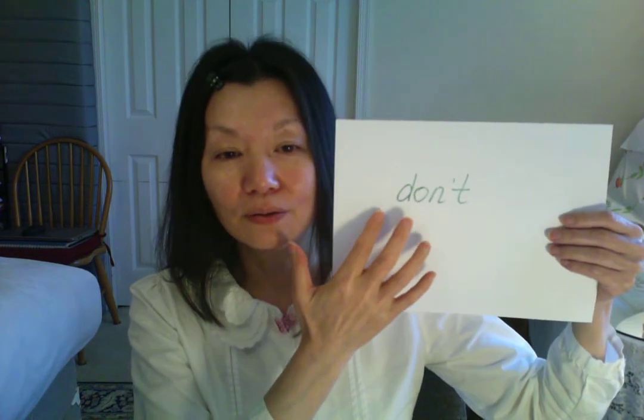Do not. In Chinese, we say what? Which character? 别. Don't. Do not. 等 is wait. 别等. Don't wait. Don't have to wait. 别等. Don't wait. 别. Do not.